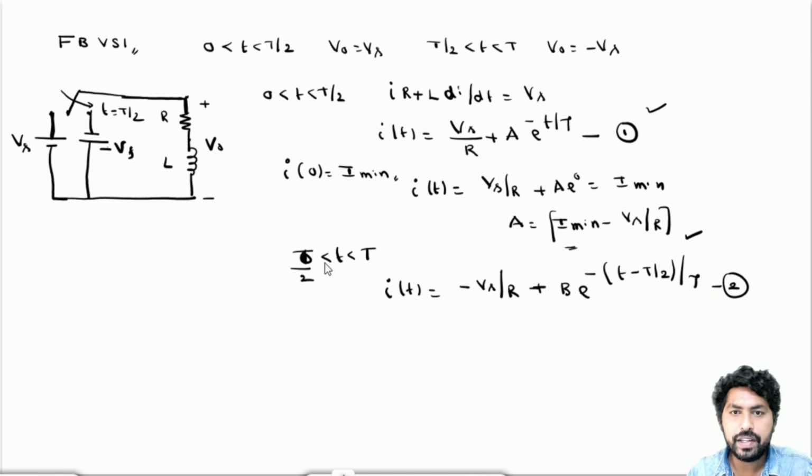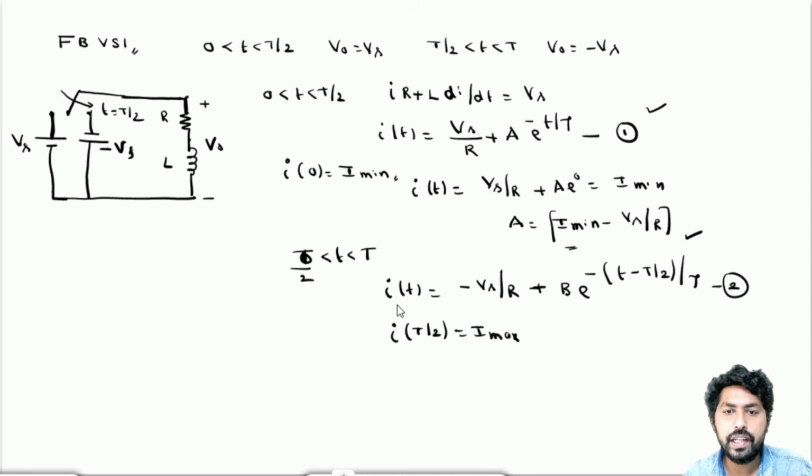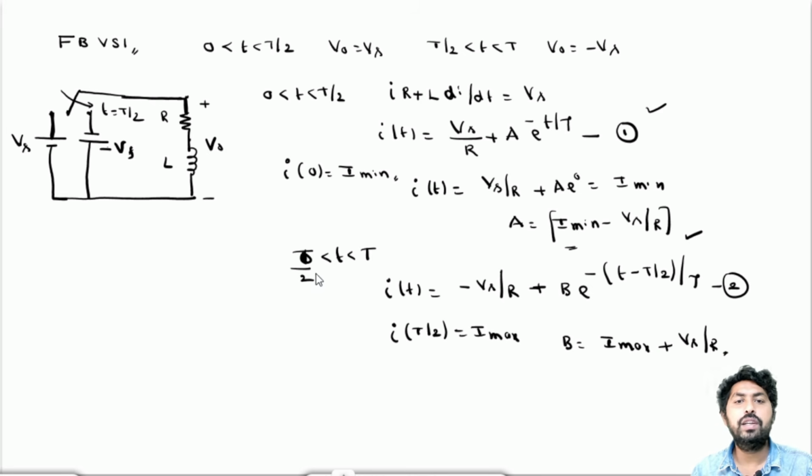So let me represent I of T by 2 equal to I max. If I substitute I of T by 2 here, when t equal to T by 2, it will become B equal to I max plus Vs by R. So for T by 2 to T the equation would be like this, and for 0 to T by 2 the equation would be like this.